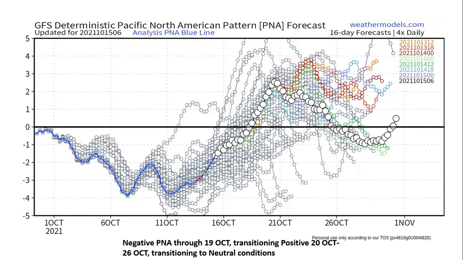Looking at the GFS deterministic PNA forecast, again, strongly negative to start the period, working its way back above the zero line into positive territory generally around the 19th to 20th of October, and remaining positive through about the 26th of October before transitioning into more of a neutral condition.